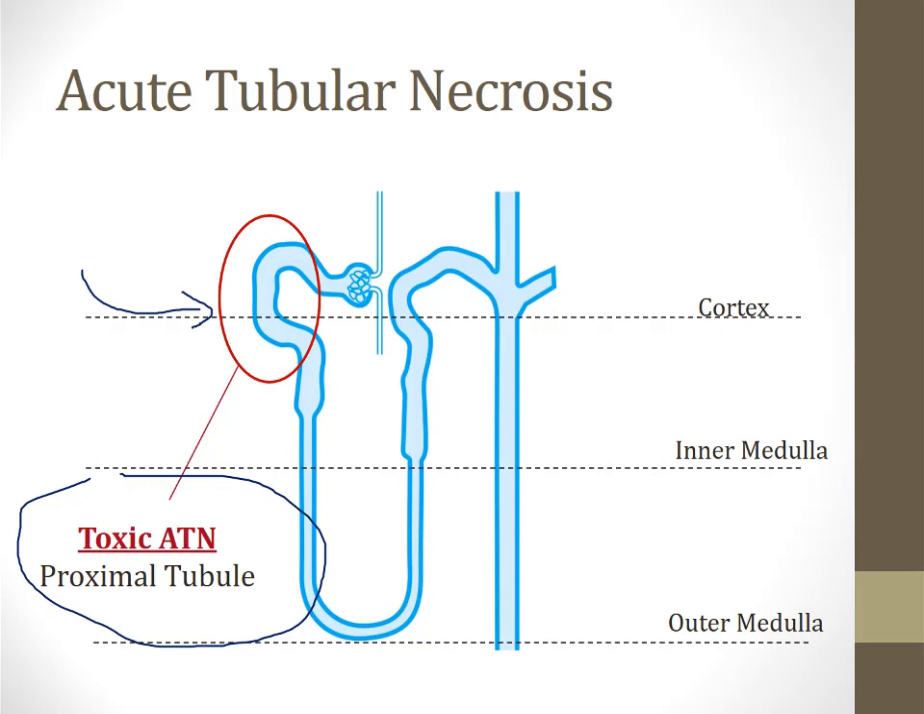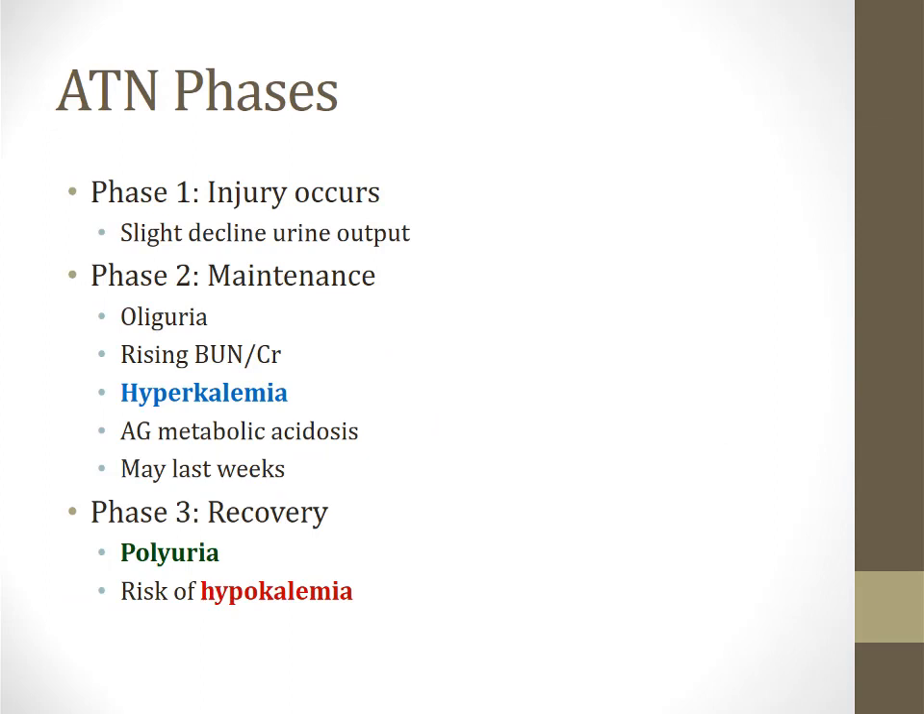There are 3 phases to ATN, and what the kidneys do in each phase is a little bit different. Phase 1 is when the injury occurs, so there's ischemia or injury from a drug or toxin, and there's a slight decline in urine output. Phase 2 is called the maintenance phase. This is the longest phase of ATN.